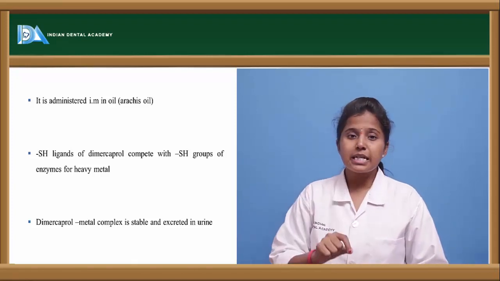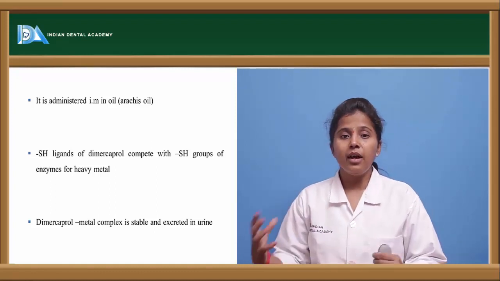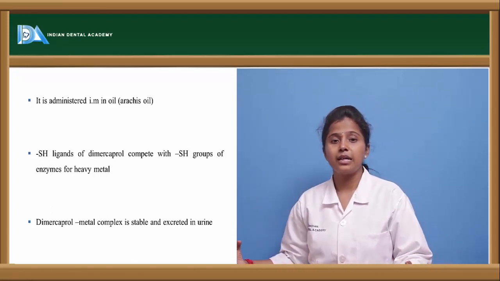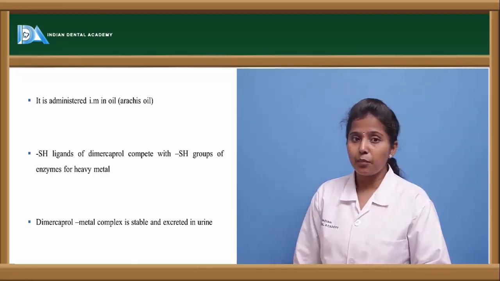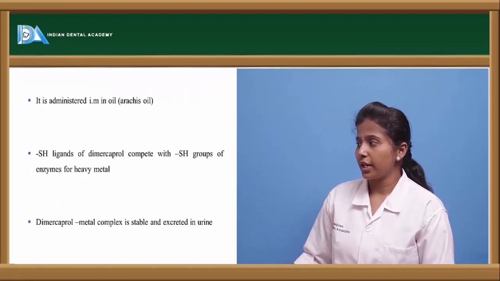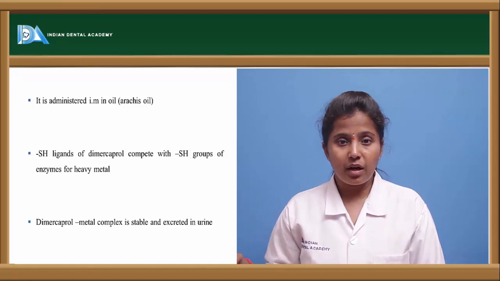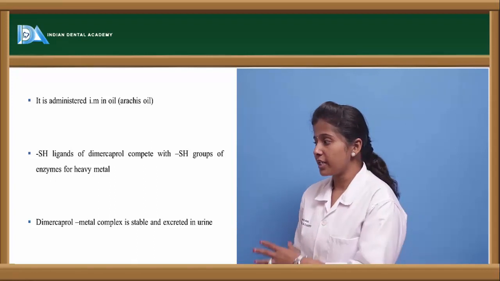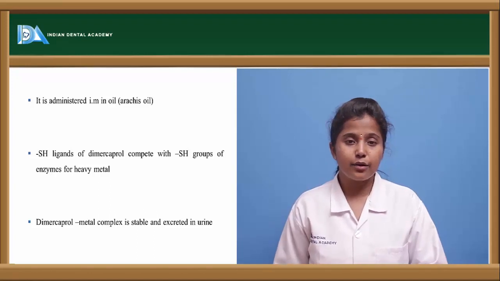And as I told you, the SH ligands in DIMERCAPROL play a major role. They bind to the heavy metal and replace the main metal in the heavy metal, and thereby this SH group binds to the heavy metal in order to antagonize the heavy metal poisoning. For example, we can see this slide. DIMERCAPROL is used in arsenic, copper and mercury poisoning. So here the SH group replaces the arsenic metal ion in those heavy metals, and thereby it antagonizes heavy metal poisoning. And DIMERCAPROL forms a metal complex which is stable and is easily excreted also.